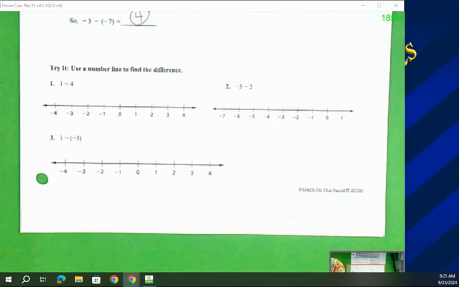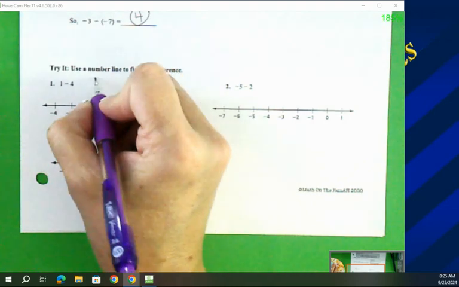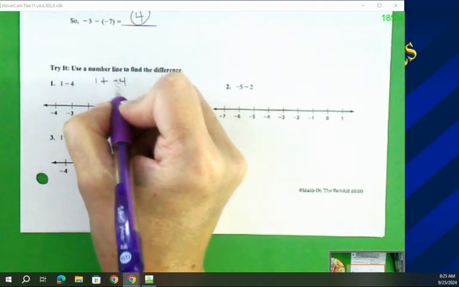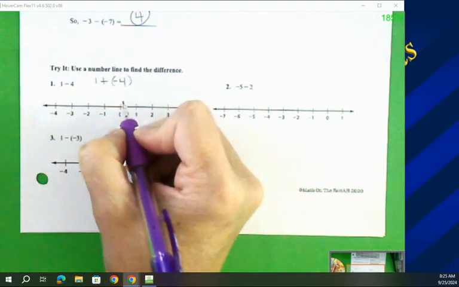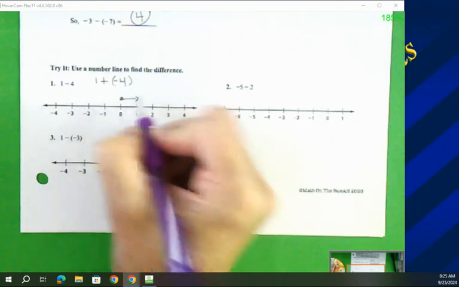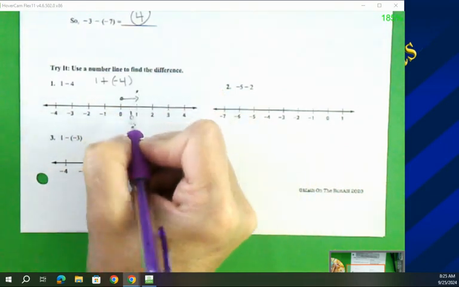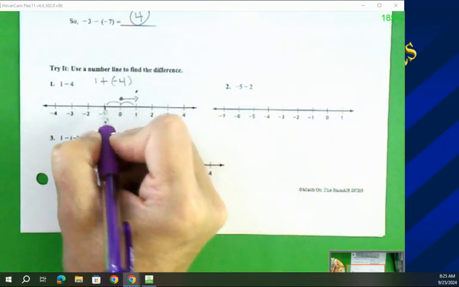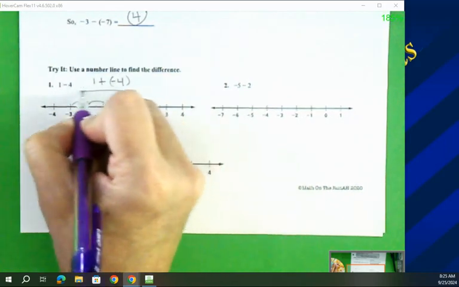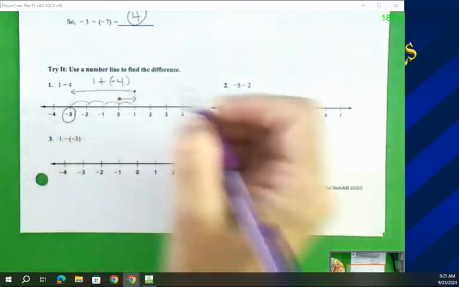Okay, welcome back. Let's take a look at number 1. We have 1 plus -4 if you rewrote it correctly. So we're going to go out to 1 with our first arrow, and then in the negative direction, 4 units, 1, 2, 3, 4. So our answer is -3.